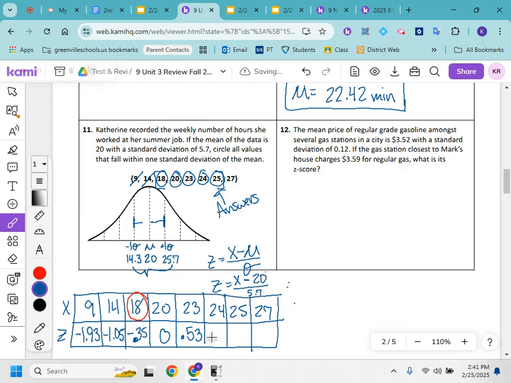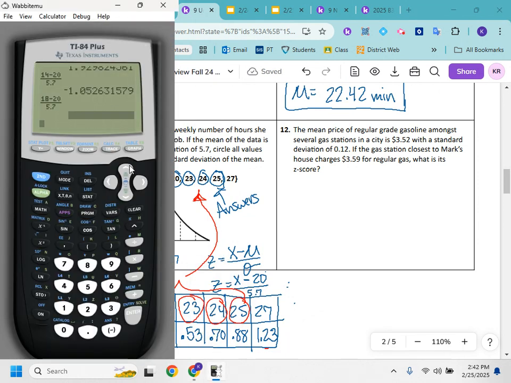Then 24, 0.70. I'll put all these in the calculator and show you. 0.88 and 1.23. So 20, 23, 24, 25. This is over a standard deviation. So these 5 answers are my answer, same as those 5. But I just kept putting it in the calculator. So that's 2 different ways to do this question.